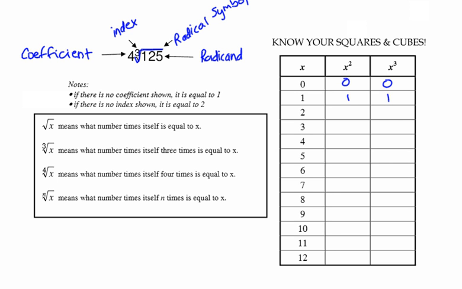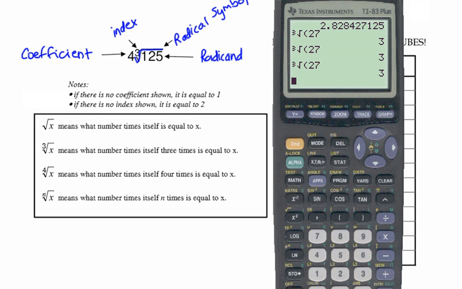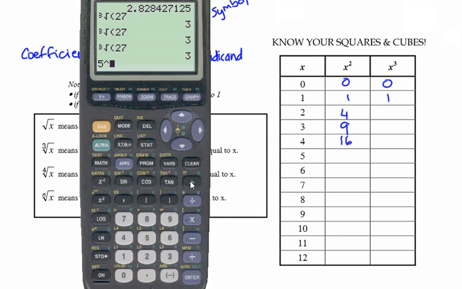Okay, let's do our perfect squares and cubes. Without your calculator, fill in as much as you possibly can. These are the squares and these are the cubes. So 2 squared, 4. 3 squared, 9. 4 squared, 16. Fill in as much as you can, and then when you can't fill any more with your head, use your calculator to get the rest. Does everyone know how to cube on your calculator? The hat button. Use the power of 3.